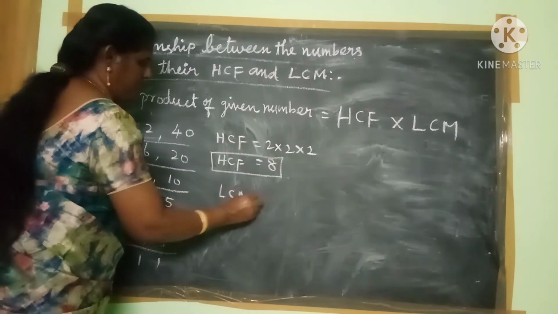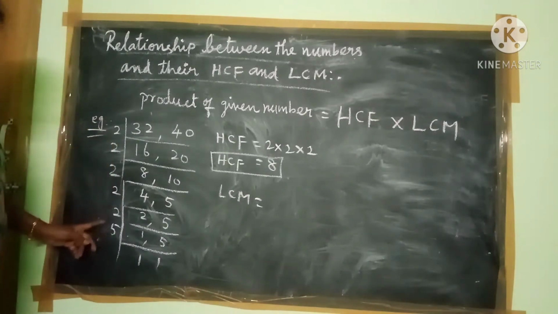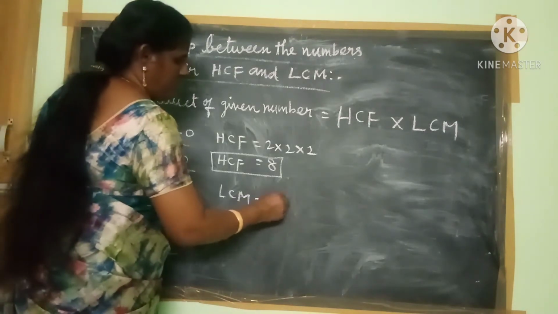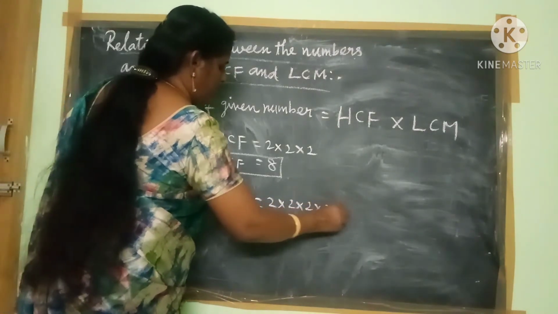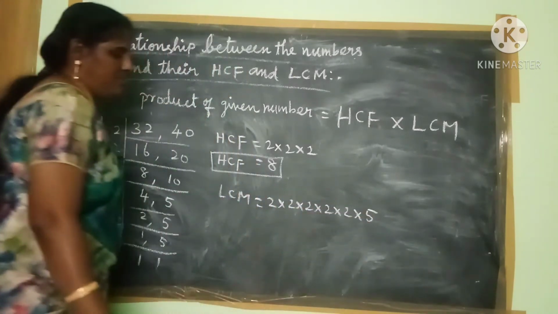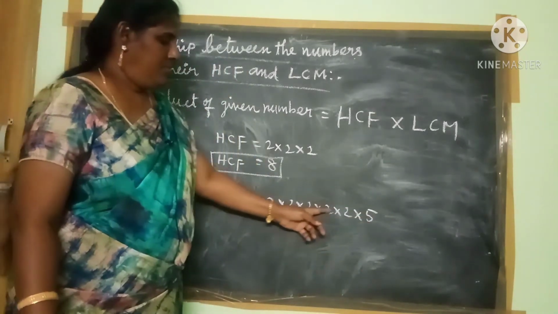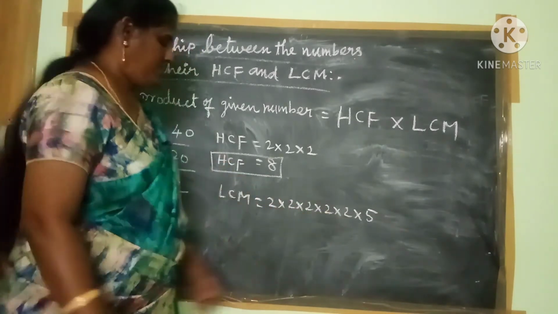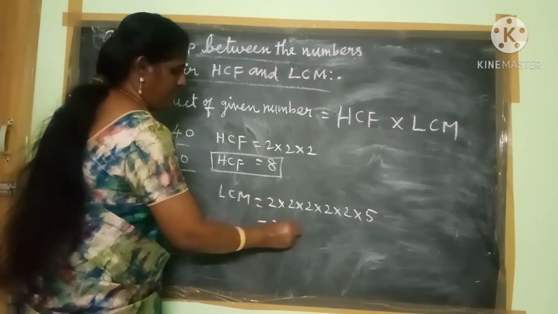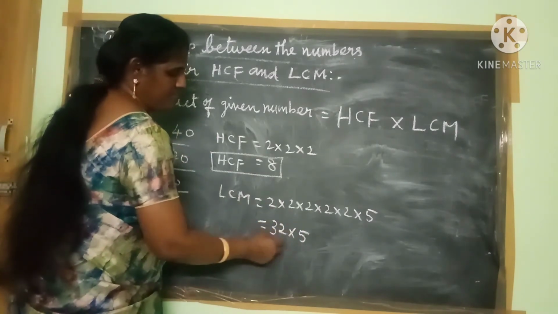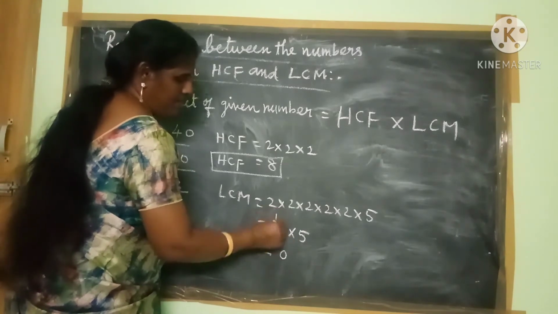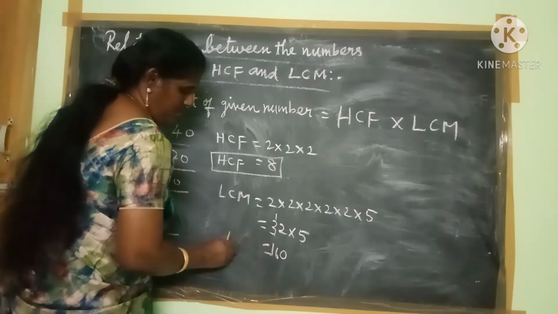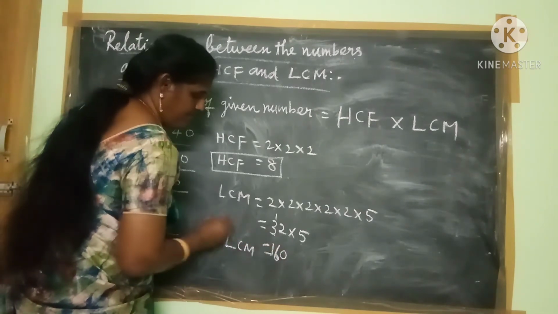And what is the LCM of the numbers? Whatever is given, all the factors should be written: 1, 2, 3, 4, 5. 5 2s are there. So 2 into 2 into 2 into 2 into 2 into 5. 2 2s are 4, 4 2s are 8, 8 2s are 16, 16 2s are 32. So 32 into 5. What will the answer be? 5 2s are 10, 5 3s are 15, 15 plus 16, 160. LCM is equal to 160.